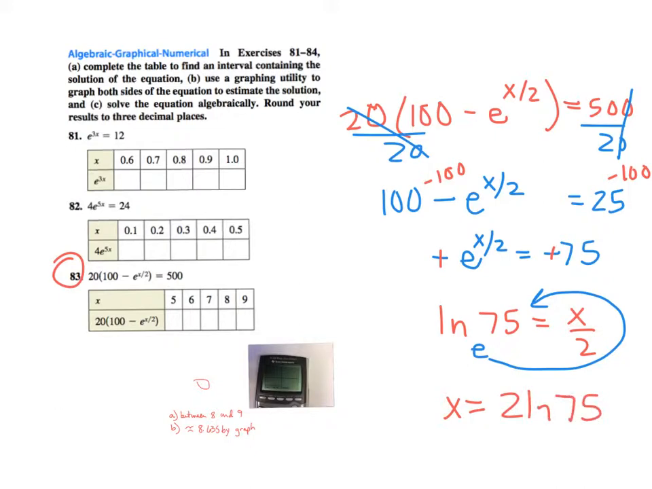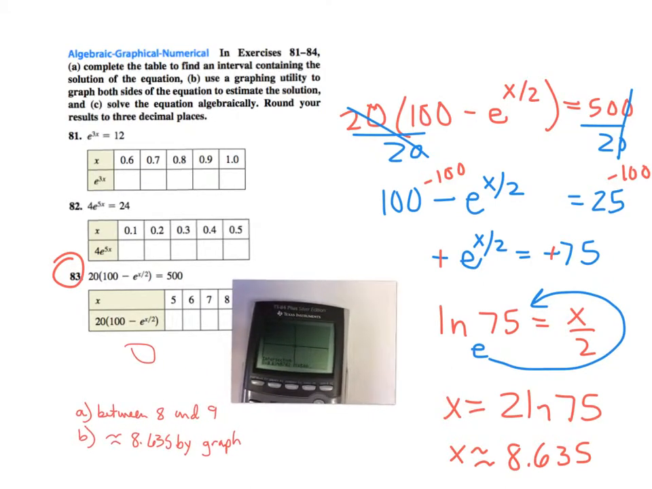And if I quickly type that into my calculator, 2 ln of 75, we get x is approximately 8.635, which is our earlier result from our graph as well. Okay, the good thing is that is an exact answer, so I can actually preserve that accuracy if I wanted to.